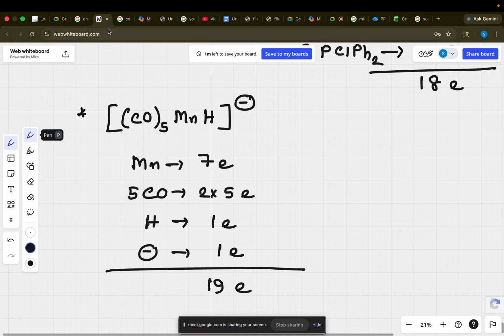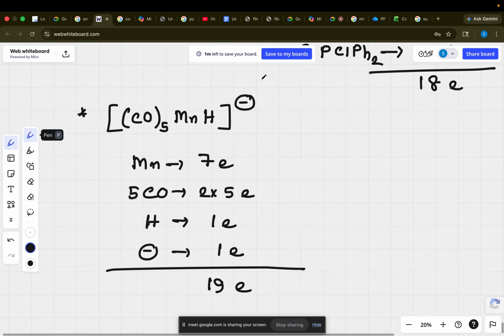Clear, right? Okay, fine. So that's it for today. Tomorrow you will have physical chemistry class. So these are the examples we have from the 18 electron rule. Practice it again. Tell me if you have any doubt.